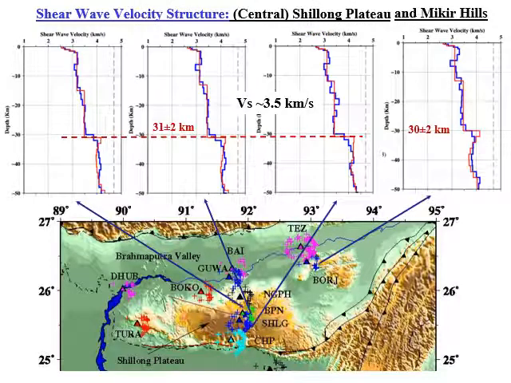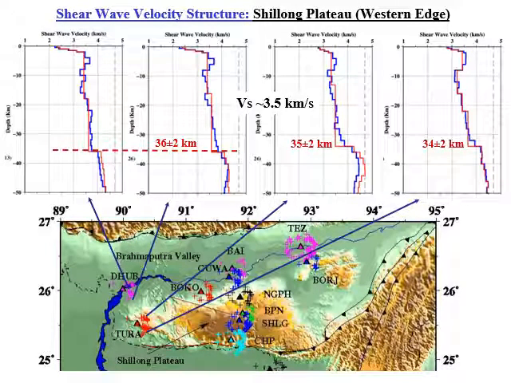Next are the stations in the central Shillong Plateau and in the Mekir Hills. What you can see here again in the panels on your top is that the shear wave velocity in the crust is the same as before. It's 3.5 kilometers per second, and the thickness of the crust is about 31 kilometers plus minus 2 underneath the Shillong Plateau and about 30 kilometers beneath the Mekir Hills. So again, it's quite similar to what you saw at the northern edge of the Shillong Plateau, and it's much thinner than the Brahmaputra Valley.